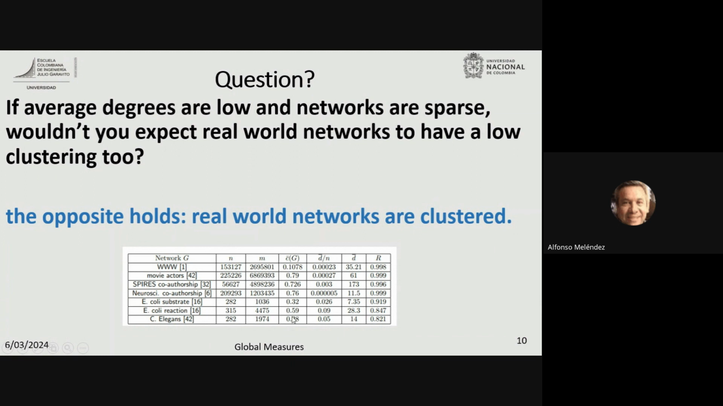So this is an important point. Density, low. Average degree, well, here it is not the average degree. Low. But a high clustering coefficient in real-world networks. So the clustering coefficient is a very important measure.